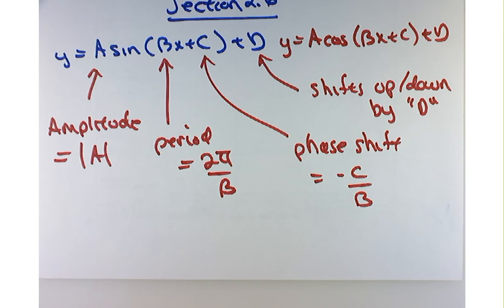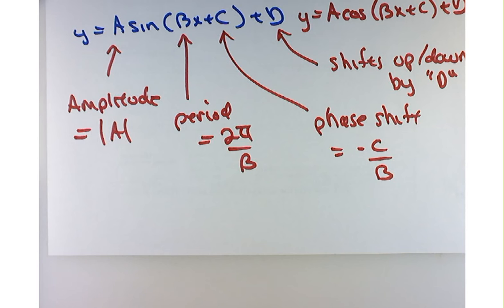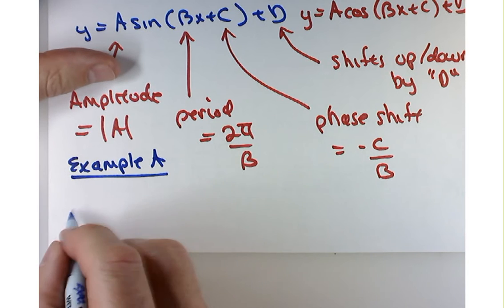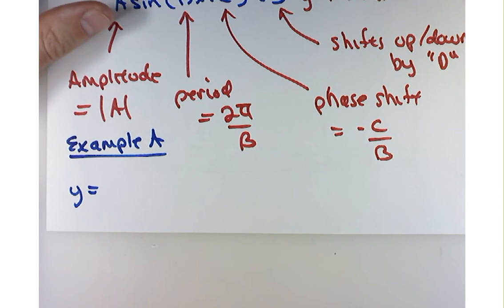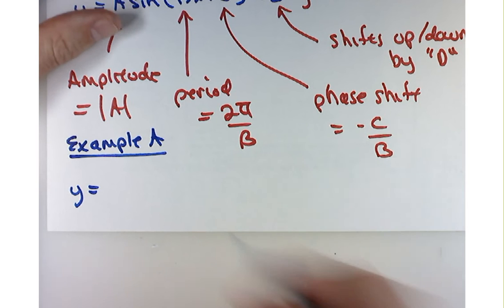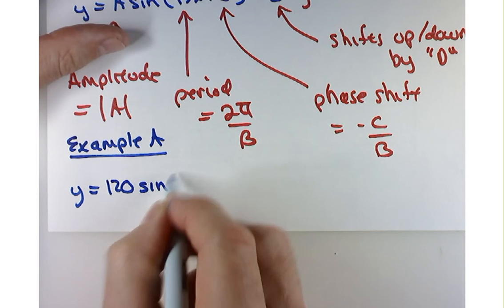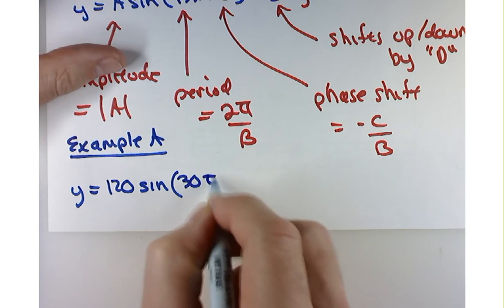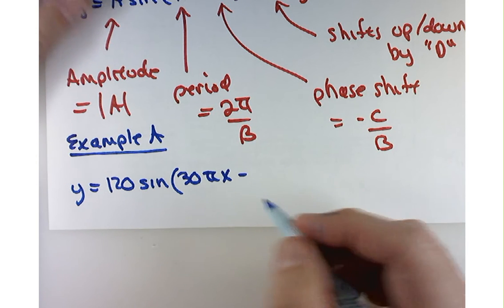So let's play around with a couple of these graphs and try and work our way through a few things. So let's see. We'll start with something that could model your household current. And we'll do a function like that. So let me put that up here. This is example A. I'm just going to call it y, even though I think in my handout I have something else. It's going to be y = 120 sin(30 pi x minus pi over 3).